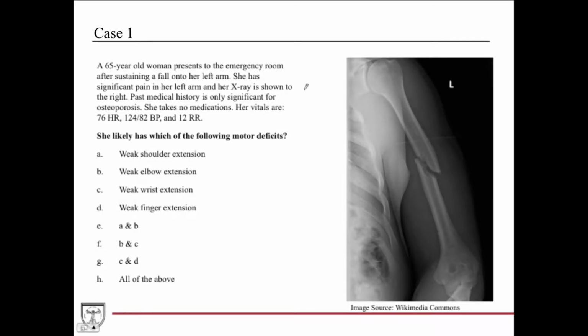This is a great musculoskeletal case, a very high-yield topic for the board exams. Very likely you could see this on an anatomy exam as well. So we'll run through the stem here, we'll run through the image, and then we'll get to the question.